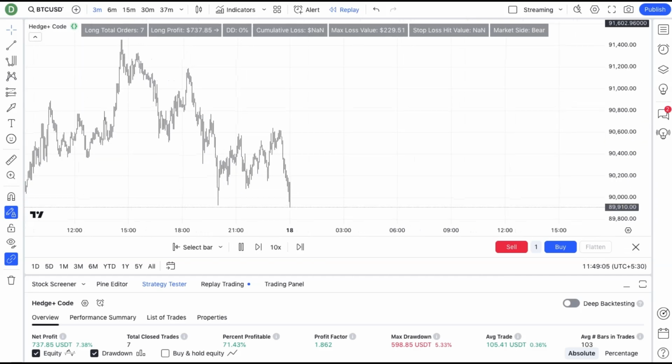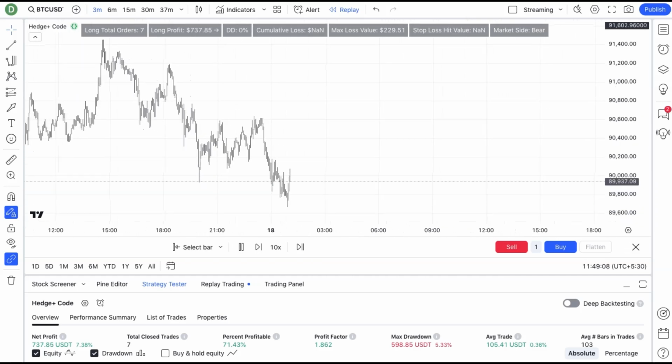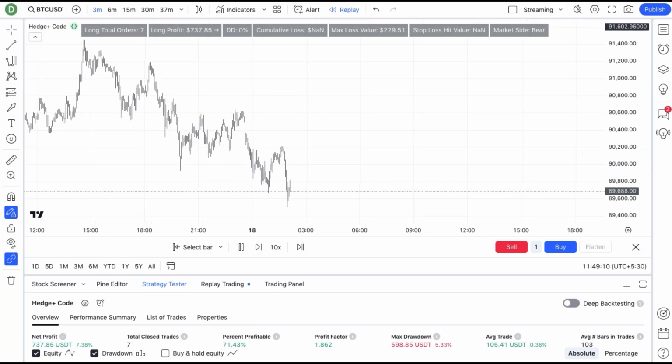Absolutely. So let's say you're looking at a potential trade setup, and you're just about to hit that buy button.